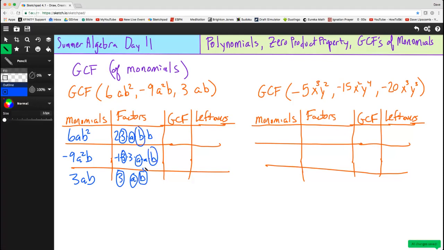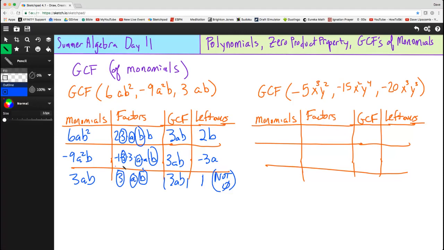Now this one's going to bring up an interesting case here on the bottom because we don't have anything left over. But our GCF is 3AB. And on top, we have our leftovers, 2B and -3A. And because we don't have anything left, if we divide 3AB by 3AB, we get 1. Our leftover is not 0.